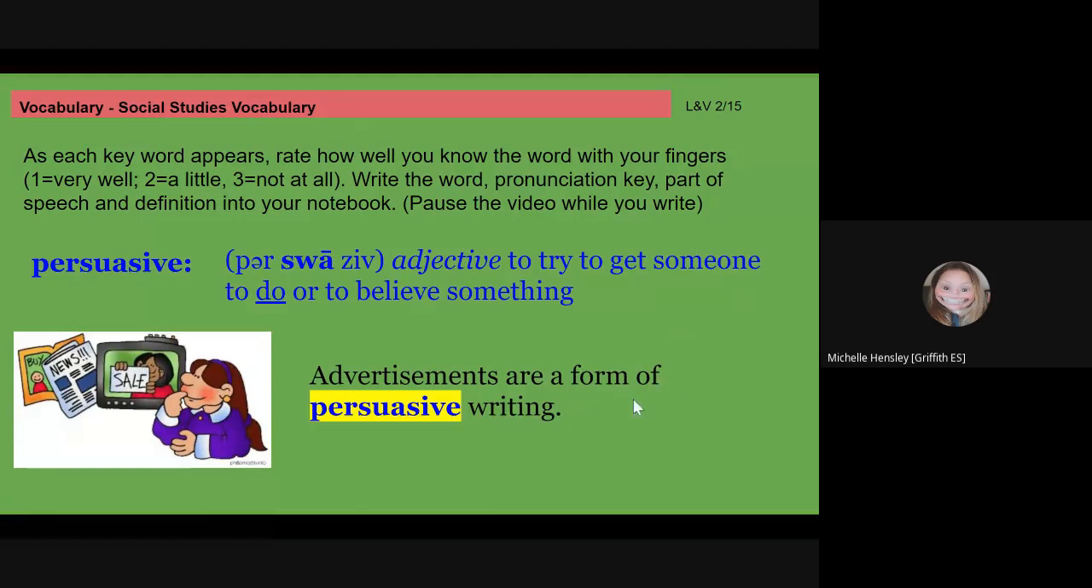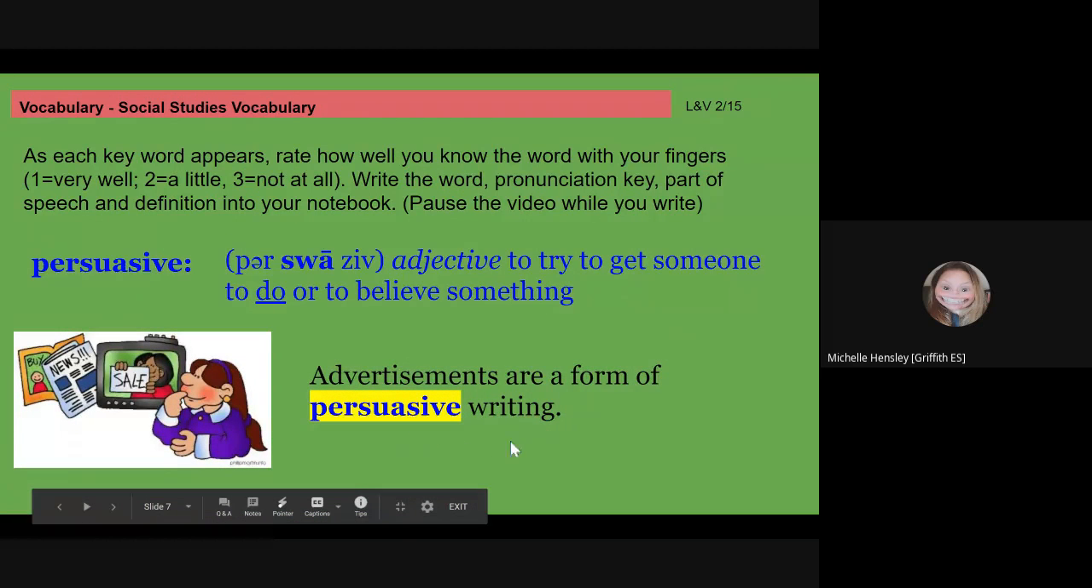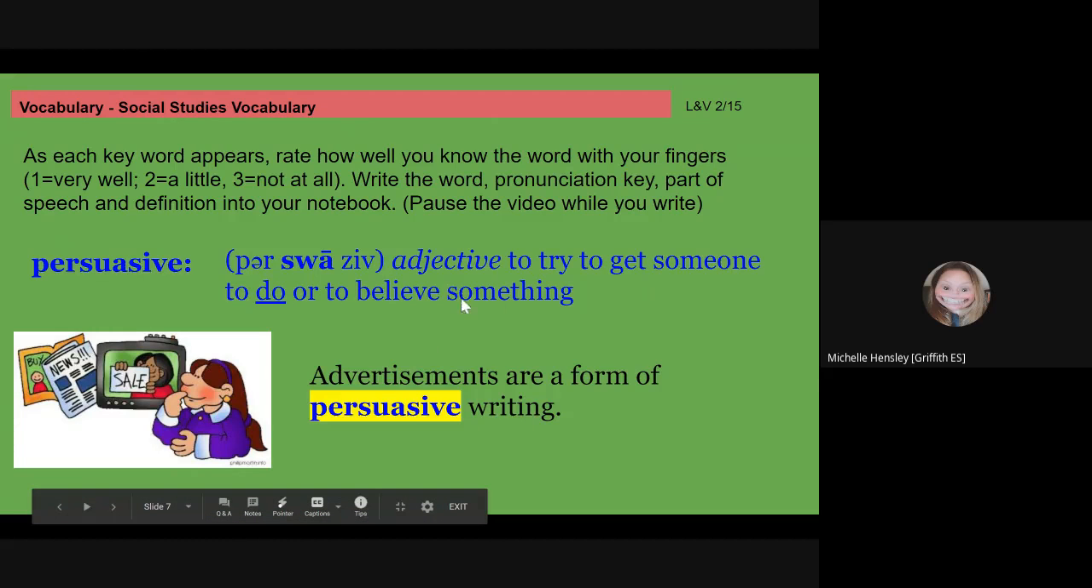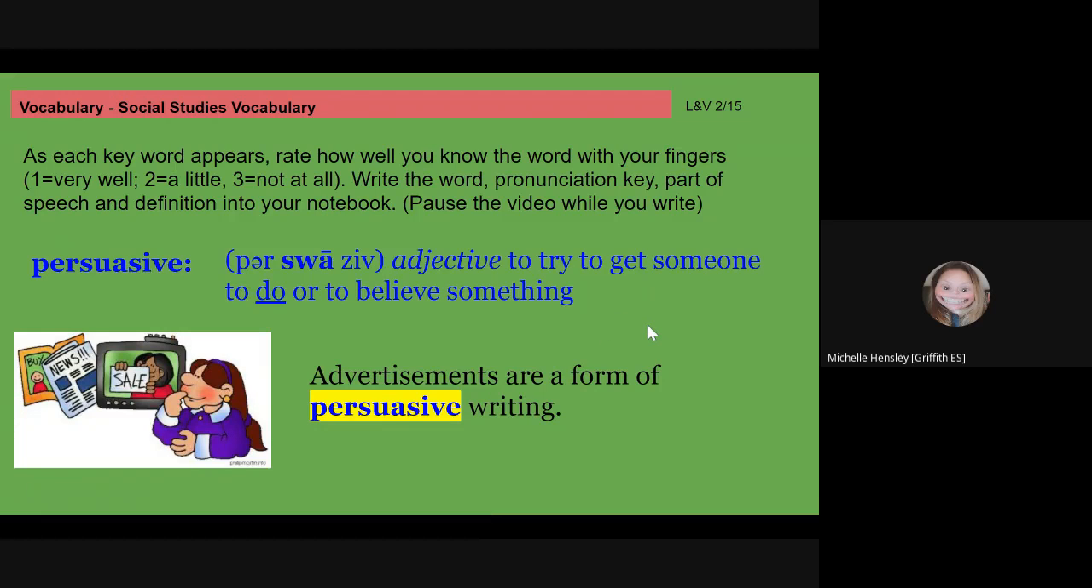Advertisements are a form of persuasive writing, right? So when you see advertisements in magazines or on TV or on billboards, that's persuasive. They're trying to get you to do or buy something, right? So it's persuasive. It's trying to get you to do something. All right, if you need more time with persuasive, go ahead and pause your video here.